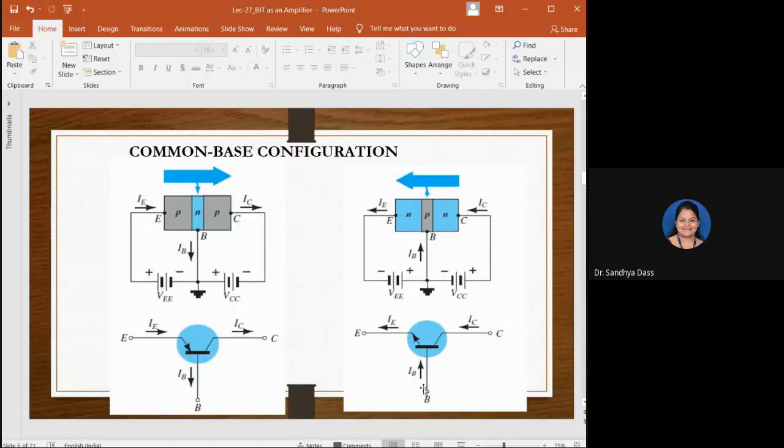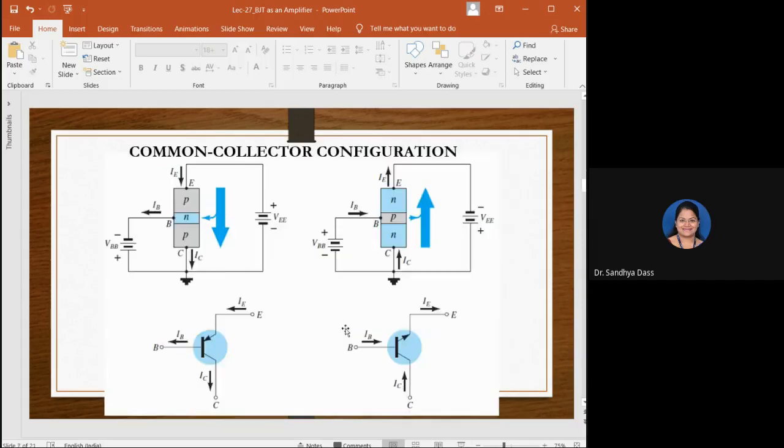Common base, if base is common to the input and output, input current will be emitter current, output current will be collector current for common base. Observe that. And input voltage will be VBE and output voltage will be VCB. I tell you why I am giving you all these input current and output current, because when we talk about gain, whether it is current gain or voltage gain, it is nothing but output versus input, right? So that is what I'm trying to bring you to that stage.